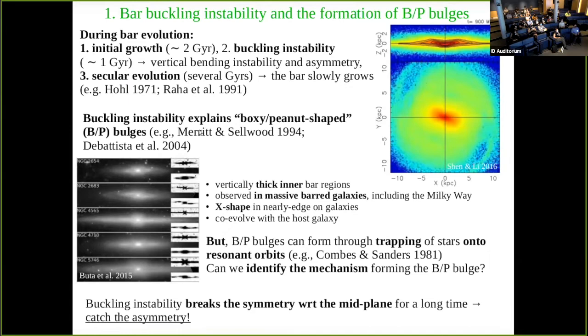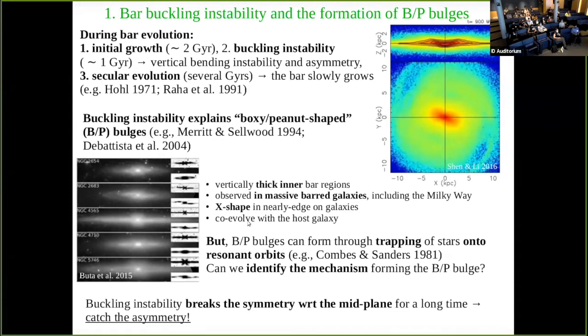The buckling instability is usually used to explain the formation of boxy peanut-shaped bulges, the BP bulges, which are common structures observed in the central part of many massive barred galaxies, including our own Milky Way. They are considered to be the vertically thick inner bar regions, and they can be identified as X-shaped structures when the galaxy is observed edge-on. Since they are common structures, they must play an important role in the coevolution with the host galaxy. So it is important to understand their formation scenario.